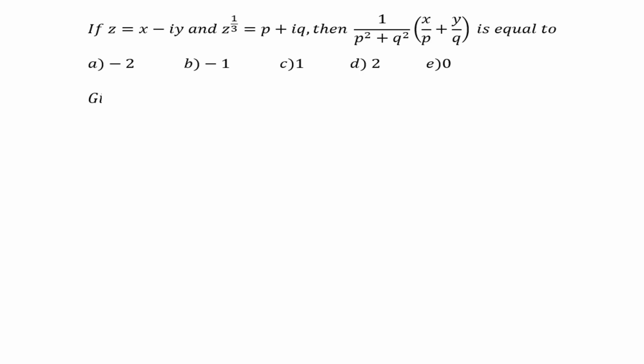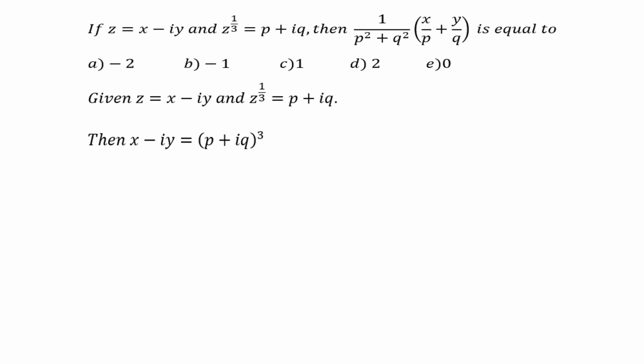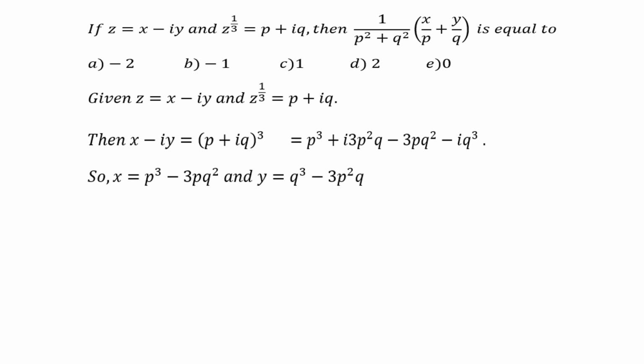Here z is x minus iy and z raised to 1 by 3 equals p plus iq. Comparing these two values, we get x minus iy equals (p plus iq) the whole cube. We know that (a plus b) the whole cube equals a cube plus 3a square b plus 3ab square plus b cube. Again i square is minus 1 and i cube is minus i. So we get p cube plus i into (3p square q minus q cube) minus 3pq square. Comparing the real and imaginary parts, we get x equals p cube minus 3pq square and y equals q cube minus 3p square q.